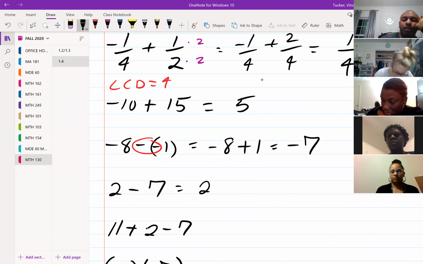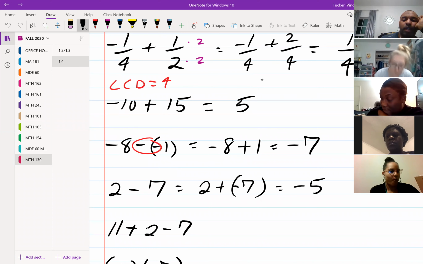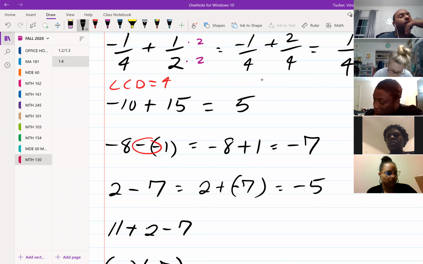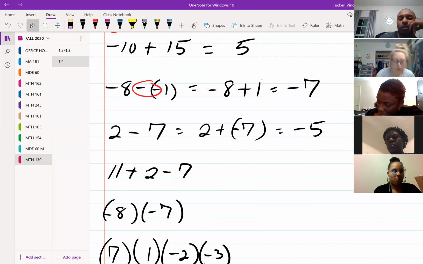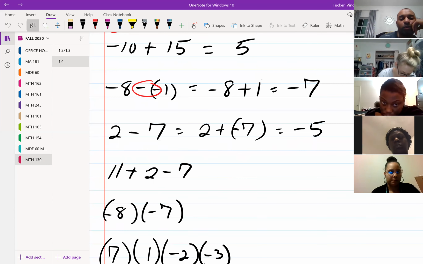2 minus 7 is the same thing as 2 plus -7. So that result would be a -5. You're adding two different signs. Subtracting means we will subtract and keep the sign of the greater. And of course, if I'm scrolling too fast or moving too fast, feel free to slow me down.